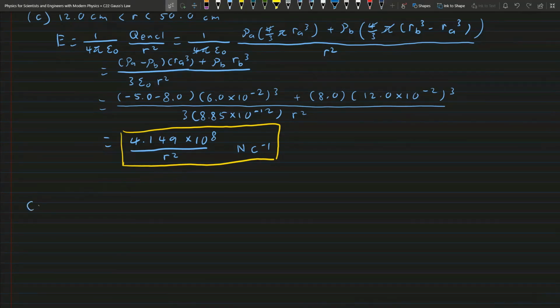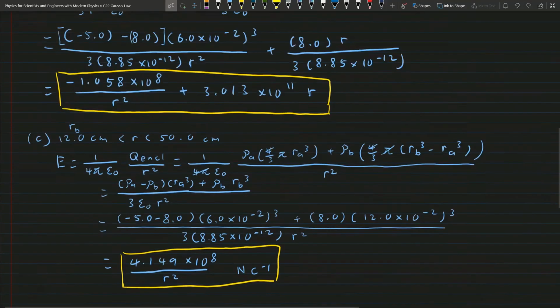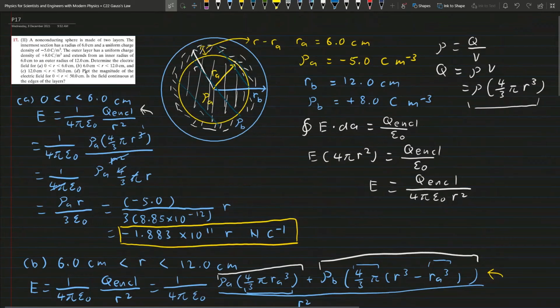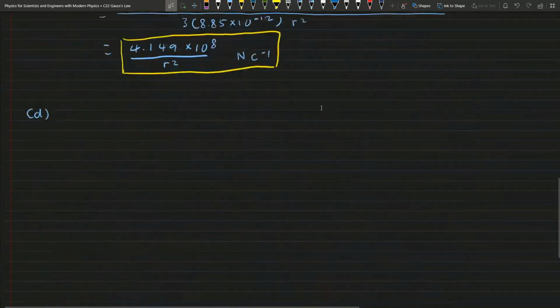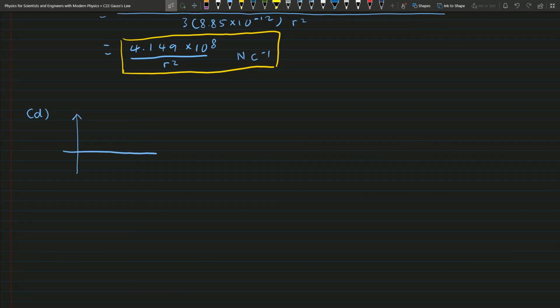Now we proceed to D. So D wants us to plot this electric field for 0 until 50 cm and ask us whether the field is continuous at the edge of the layer. So this is basically the graph for this E against the R. So we start with a 0 point.